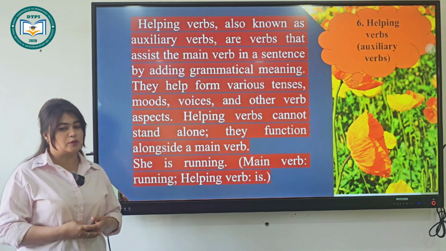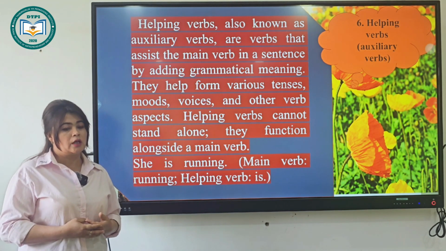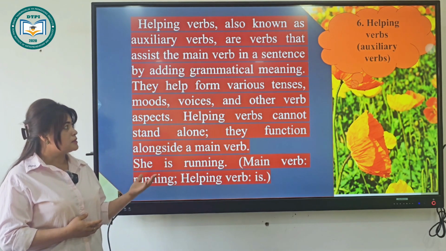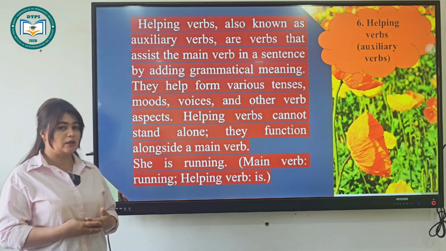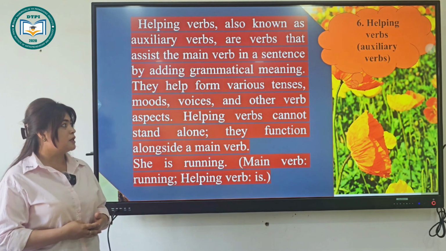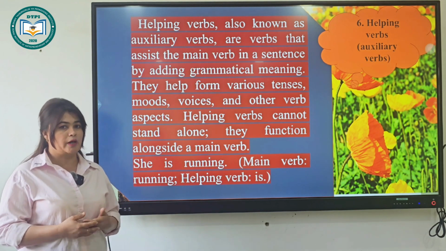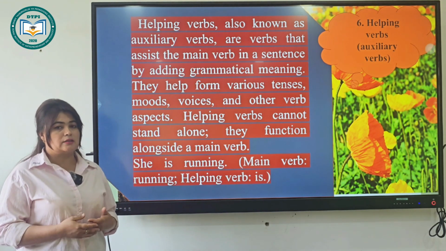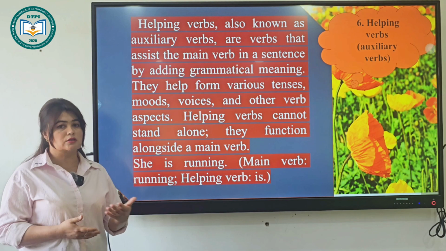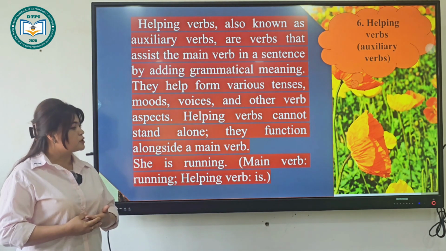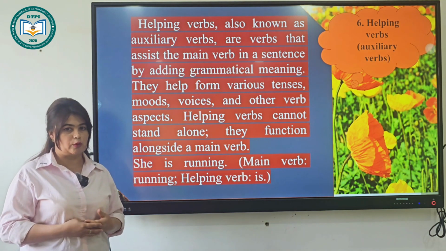Okay, the next type of verb is called helping verbs. Helping verbs, also known as auxiliary verbs, are verbs that assist the main verbs by adding grammatical meanings, and helping verbs can be used to form various tenses, voices, or other verb aspects. Helping verbs cannot stand alone in a sentence. They can function or perform alongside the main verb. For example, she is running. To run here is a main verb, and is here is a helping verb.